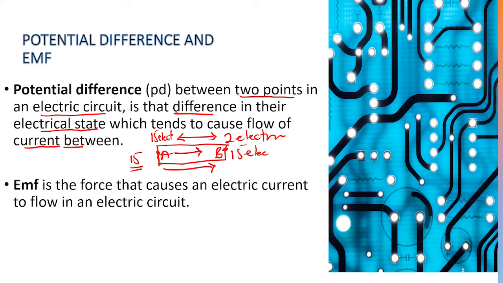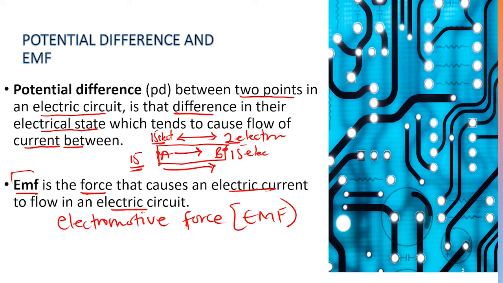Now let's look at the EMF. The EMF is the force that causes an electric current to flow in an electric circuit. Remember, although there is a potential difference in this metal or between these 2 points, these electrons are only going to move under the influence of a force. And that force is going to cause some of these 15 electrons to move to the 2 electrons part, and it is called the EMF, the electromotive force. That's our EMF.